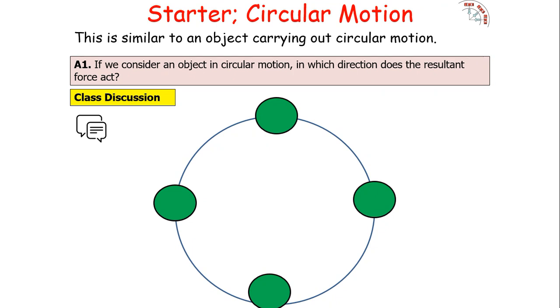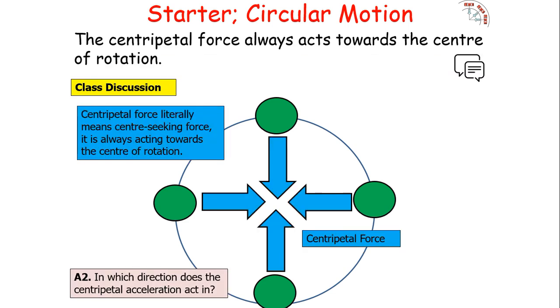Now, we can also consider these particular conditions from another viewpoint, from another thought process. If we consider an object undergoing circular motion, in which direction does the resultant force act? Well, in circular motion, there's a centripetal force. The centripetal force literally means the center-seeking force. It's always acting towards the center of the rotation.